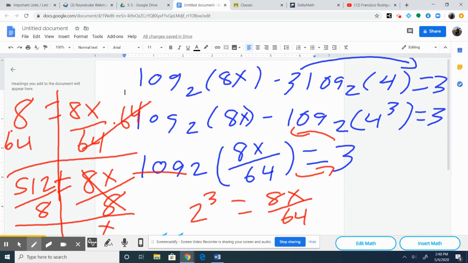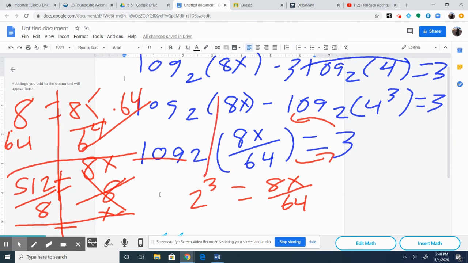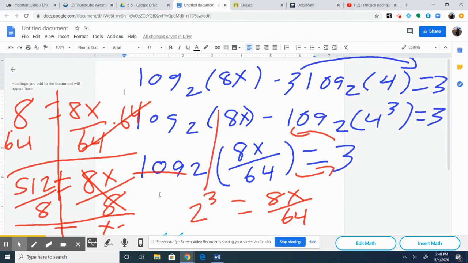And now we're left with x, which is equal to 512 divided by 8. So x should be equal to 8. Actually, not 8, but it would be equal to 64. So 512 divided by 8 will be 64.